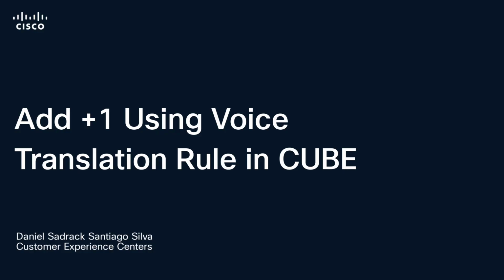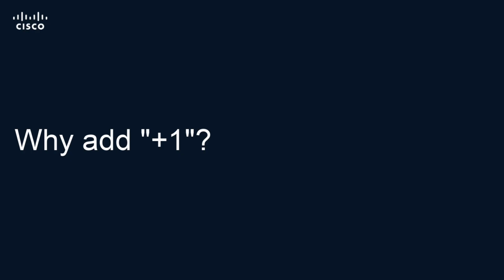Welcome to this video tutorial on configuring a translation rule to add the +1 prefix for outgoing calls. Why add +1? The +1 is the country code for North America. However, many users dial local or long-distance numbers without the country code. This creates a challenge because service providers and gateways require numbers in the E164 international format, which includes the country code. The benefit of adding +1 is to normalize the dialed number, preventing call failure or misrouting.